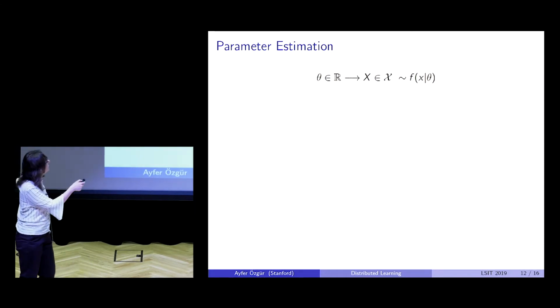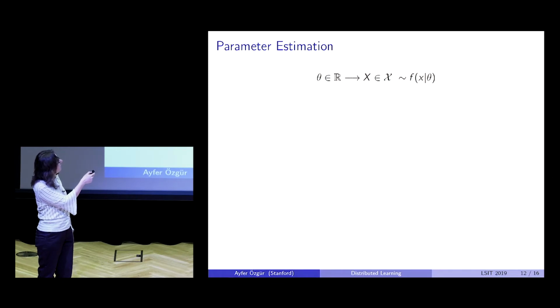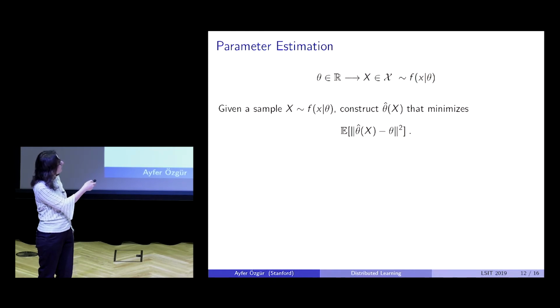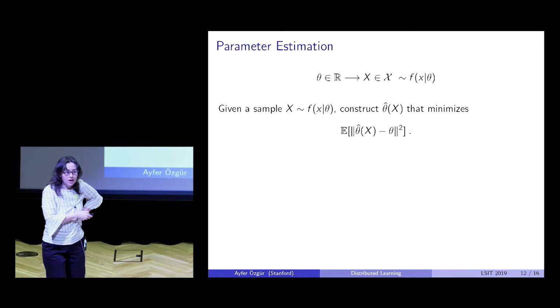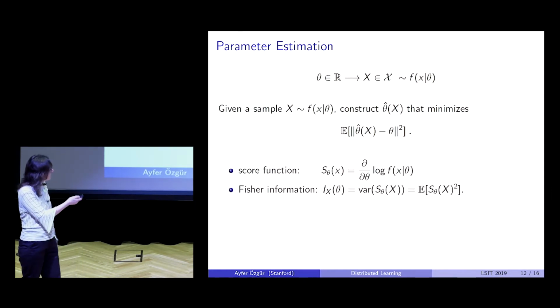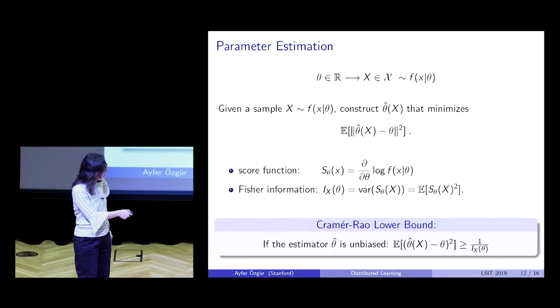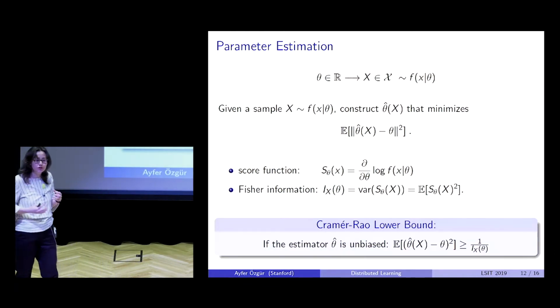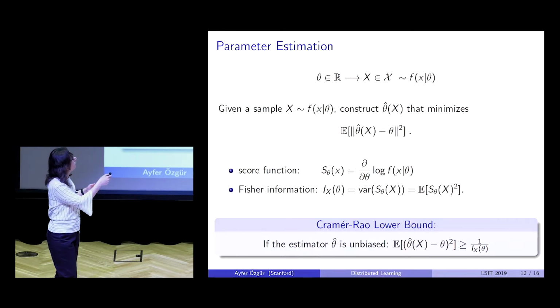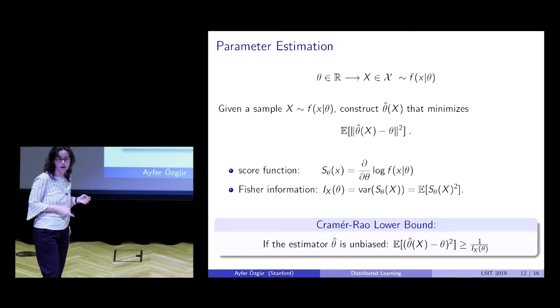And what is the parameter estimation problem in statistics? Well, you have an underlying parameter theta. You observe a sample x, which comes from a distribution that depends on theta, and you are trying to estimate theta, let's say, by minimizing the mean squared error. And there is a classical result in estimation in statistics which says that the mean squared error of any unbiased estimator is always lower bounded by the inverse of the Fisher information for that model. And Fisher information captures something about how informative your sample is regarding the underlying parameter.